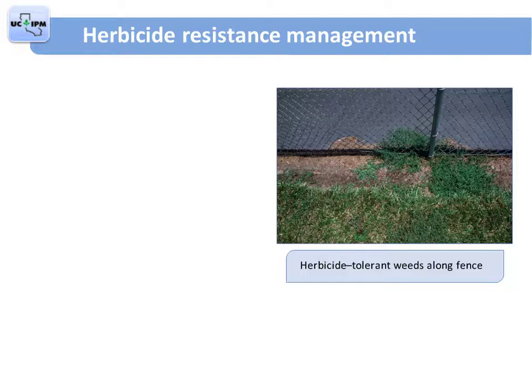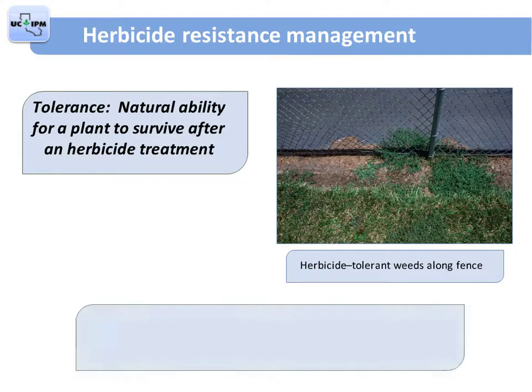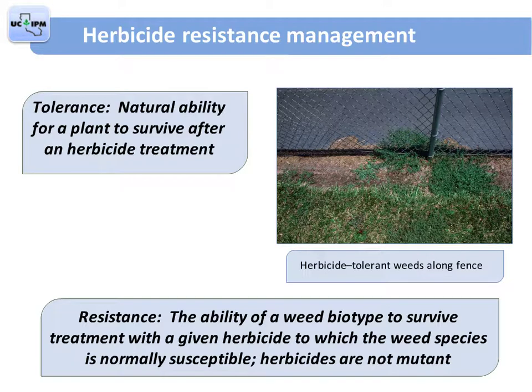When we define resistance terms in weed science, we note that definitions are more in agreement with how entomologists define terms than how pathologists define things. When we talk about resistance, we do not mean tolerance. Tolerance is a natural ability for a plant to survive after an herbicide treatment. For example, if you apply 2,4-D on wheat, wheat can naturally tolerate it. Weeds that can't be controlled by 2,4-D are considered tolerant. When we talk about resistance, we talk about normal susceptible species that develop the ability to survive treatment.